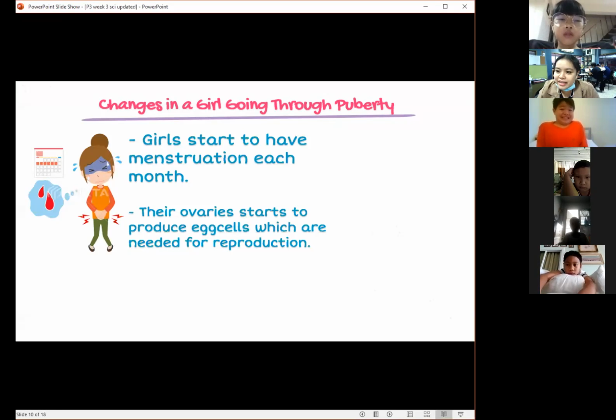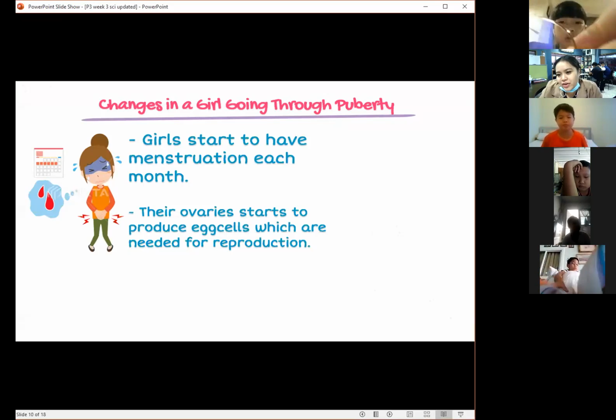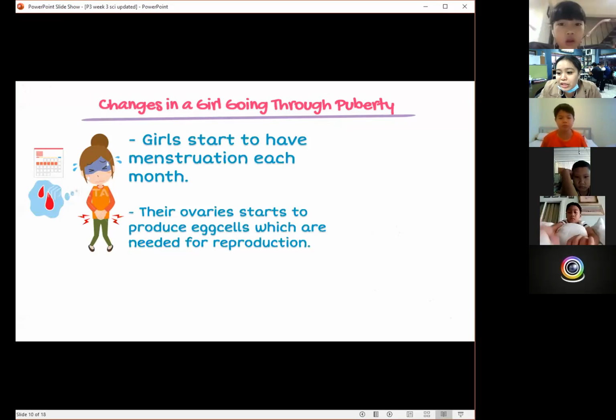Their ovaries start to produce egg cells, which are needed for reproduction. Understand this? Yes? Okay, menstruation. That's why you notice some of the teenagers, even us, even me, I'm having a monthly period and it really hurts, right? And I am telling you, don't be so noisy today because I'm not feeling well, right? Remember those times?